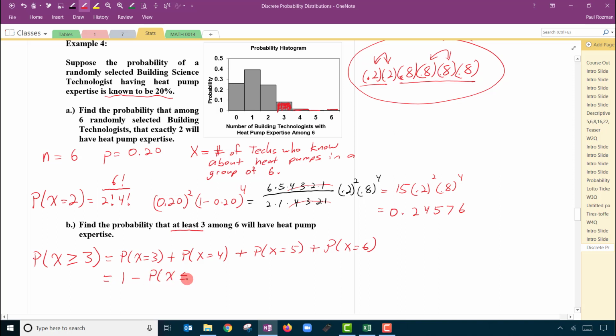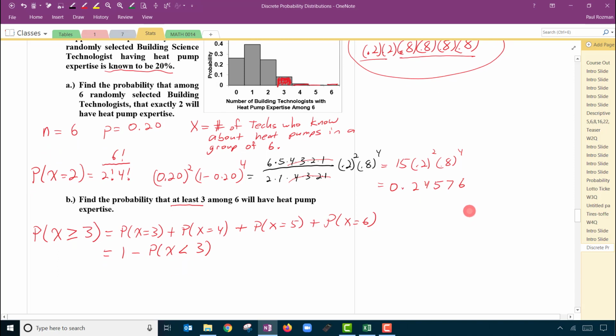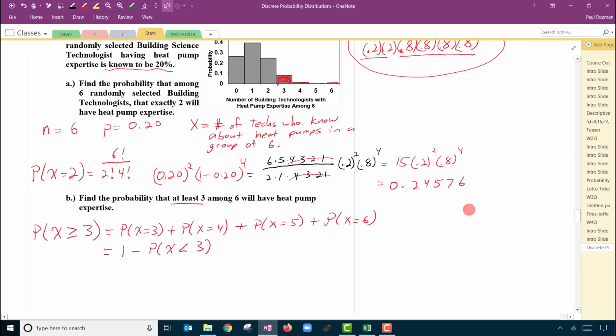The opposite of being greater than or equal to 3 is less than 3. And if we're in a discrete situation, being less than 3 means that you're less than or equal to 2. Remember, there's nothing in between. There isn't a 2.5. There isn't a 2.7. So this is a true statement only in the discrete world.